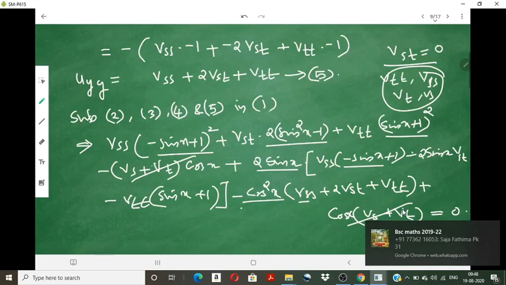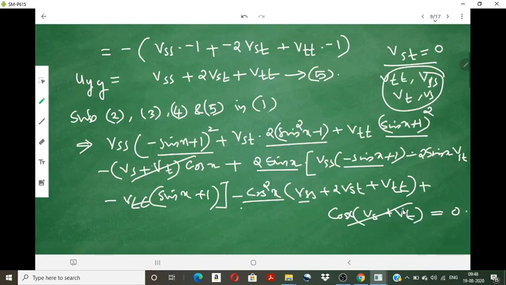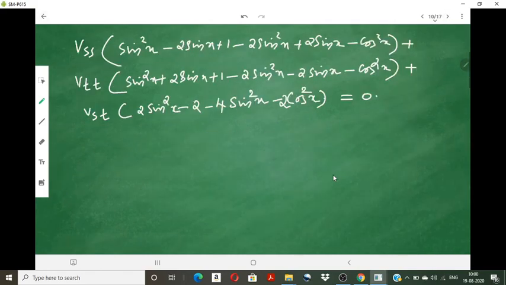Then the coefficients are V_SS into sin square x minus 2 sin x plus 1 minus 2 sin square x plus 2 sin x minus cos square x, plus V_TT. Similarly we have sin square x plus 2 sin x plus 1 minus 2 sin square x minus 2 sin x minus cos square x, plus V_ST into 2 sin square x minus 2 minus 4 sin square x minus 2 cos square x equal to 0.